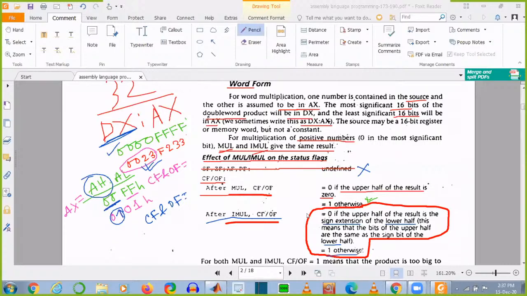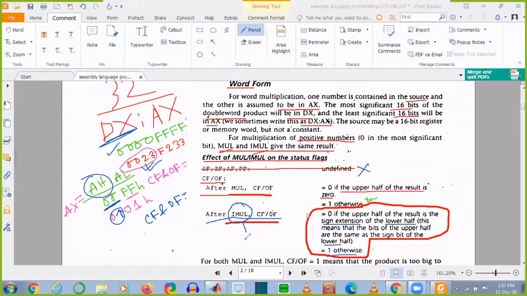Sir, if the upper half is sign extension, then it equals 1, and if the upper half is not sign extension, then it will be 0. Okay, so if we move to the sign multiplication, IMUL indicates it is the sign multiplication.